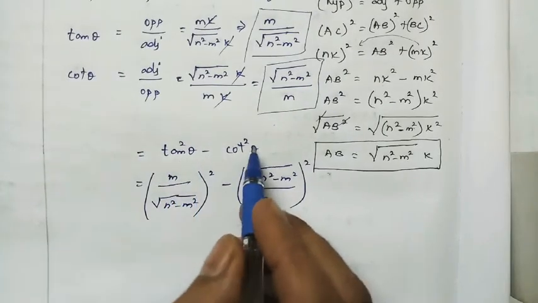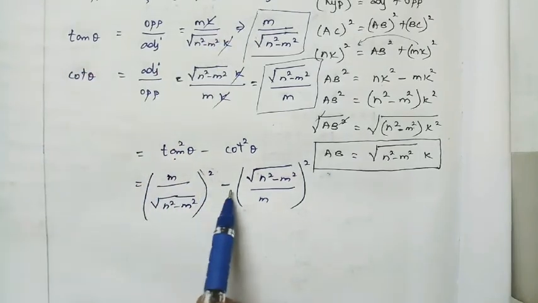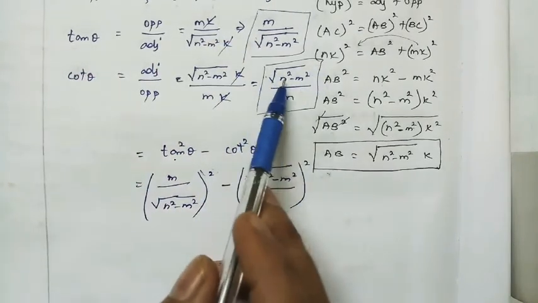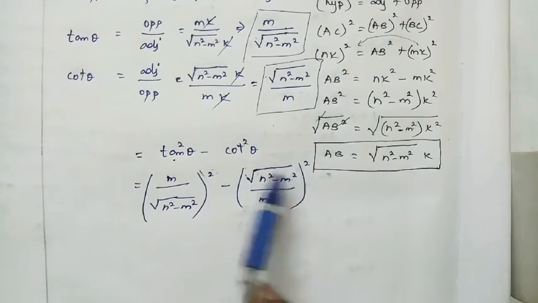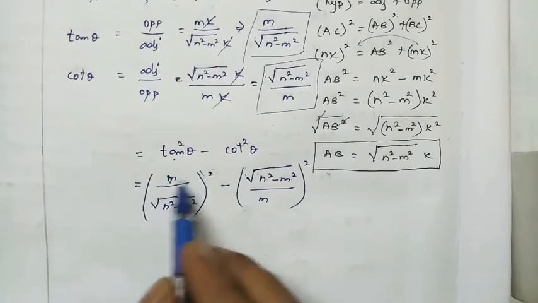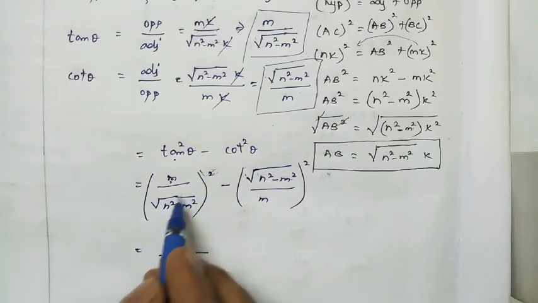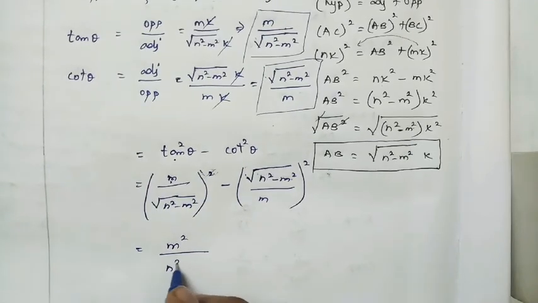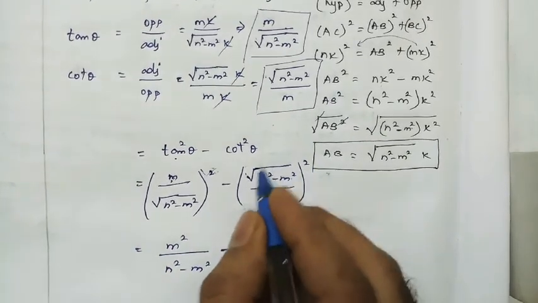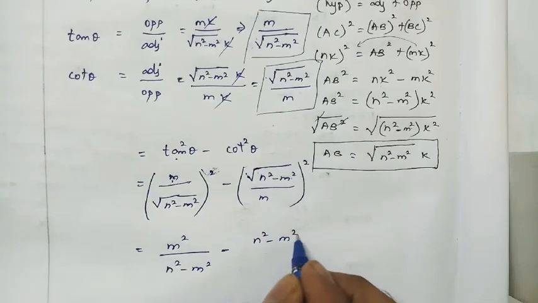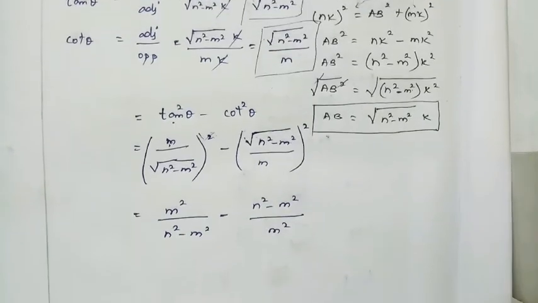So tan square theta minus cot square theta: tan theta is m divided by square root of n square minus m square, the whole square, minus cot theta, which is square root of n square minus m square divided by m, the whole square, right? So apply the square: m square divided by, that square root will get cancelled, n square minus m square, right? Minus, here square root will get cancelled, n square minus m square, and the square belongs to m also, m square, right?